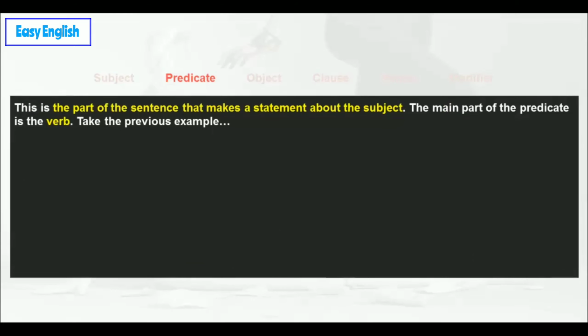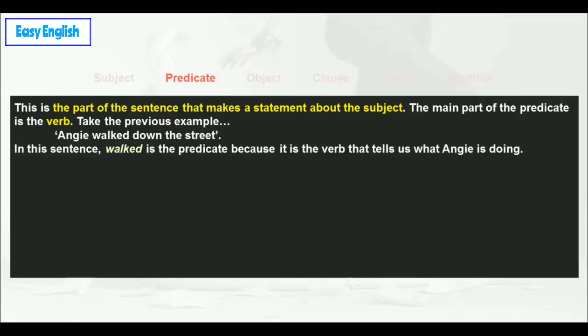The predicate is the part of the sentence that makes a statement about the subject. The main part of the predicate is the verb. Take the previous example. Angie walked down the street. In this sentence, walked is the predicate because it is the verb that tells us what Angie was doing.